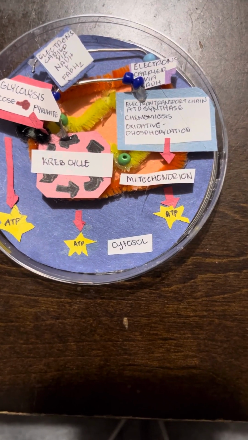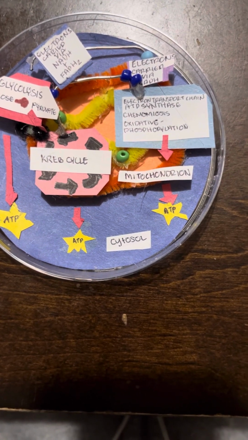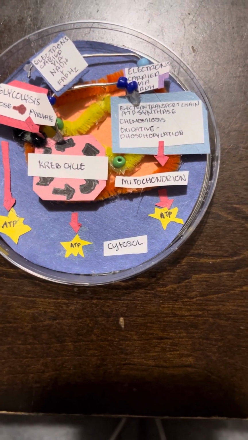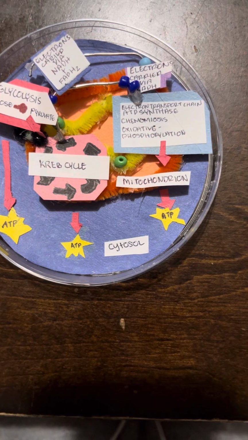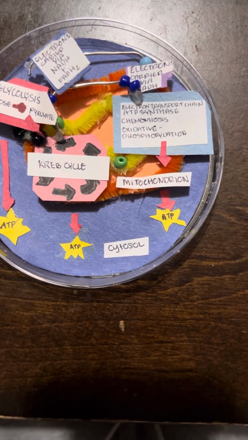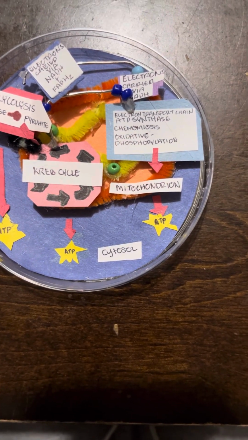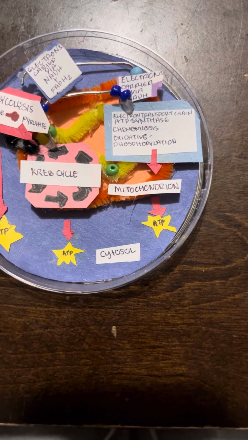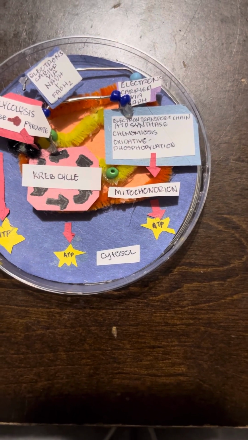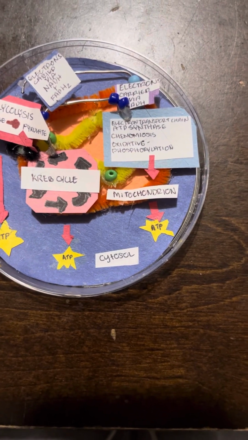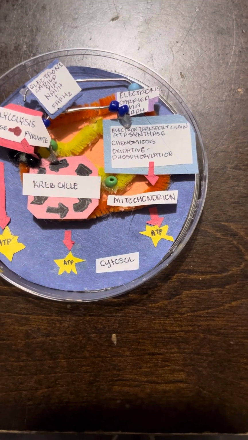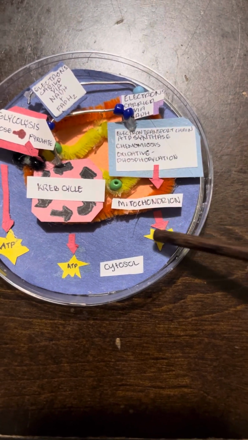Now oxygen, which is also a product of photosynthesis, comes into play as it's the final acceptor of electrons, binding with 2 hydrogens to form water. Our final products would be 32 to 34 ATP and water. So ATP is right here.